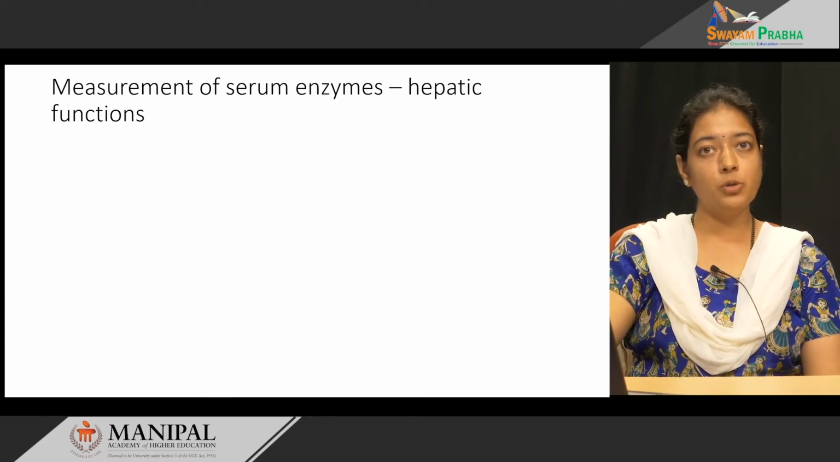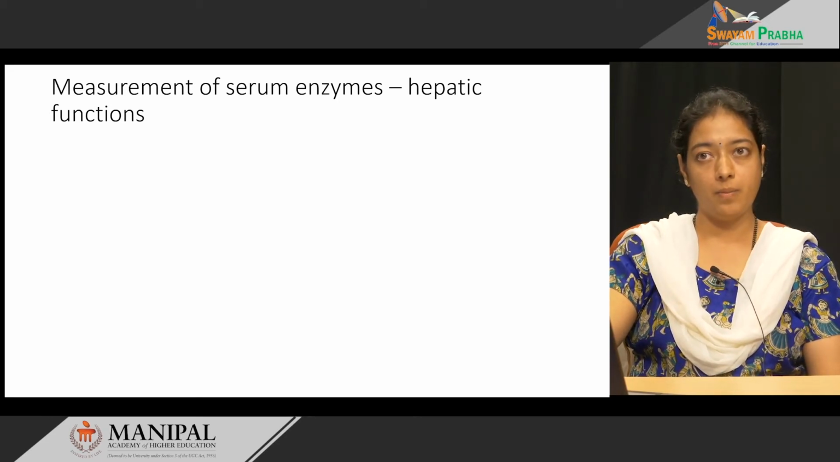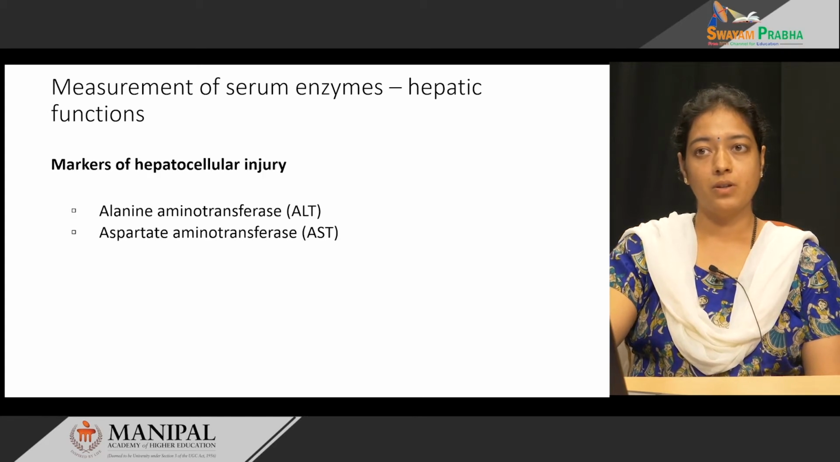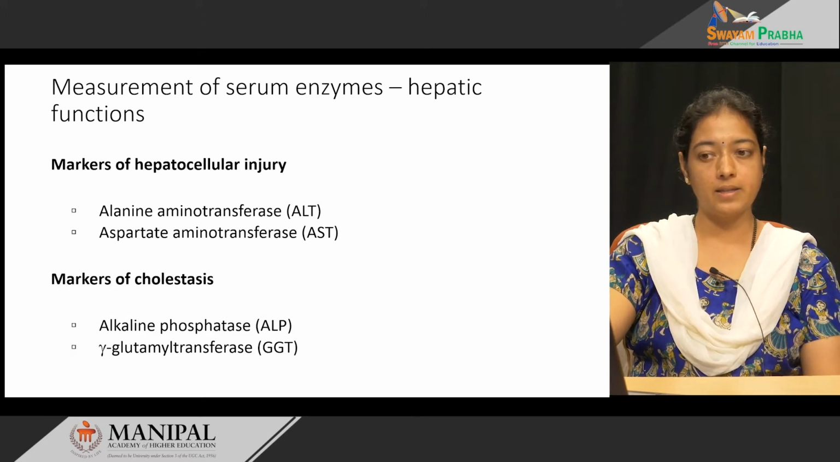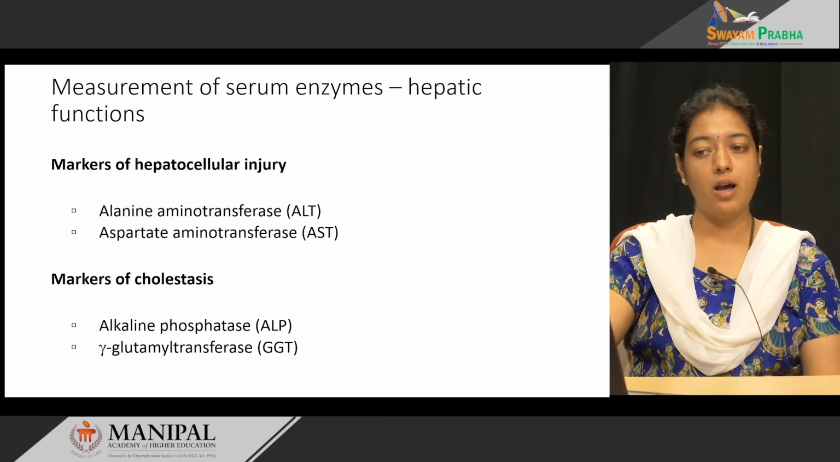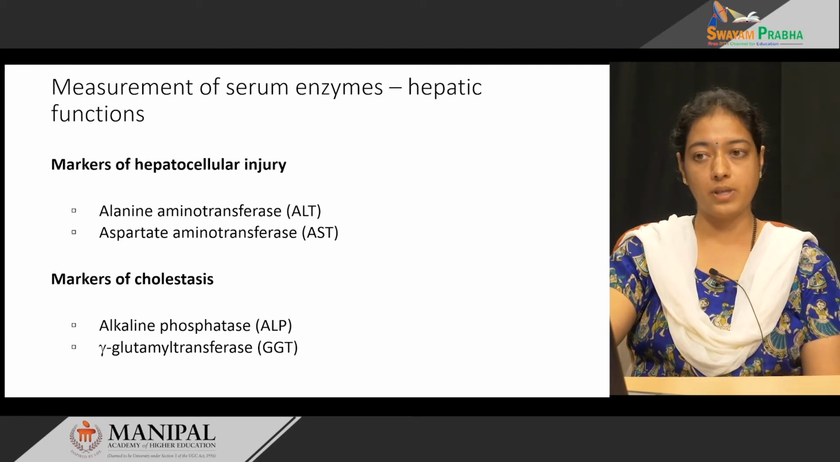Then coming to the specific enzyme measurements. Enzymes which are markers of hepatocellular injury are the transaminases, alanine transaminase and aspartate transaminase. And there are enzymes which are markers of cholestasis, that is obstructive jaundice: alkaline phosphatase and gamma glutamyl transferase.